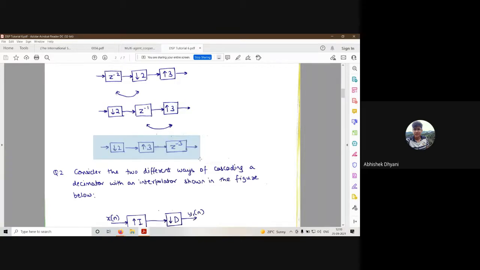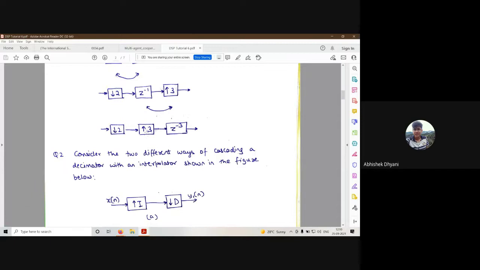So what we can say is that this one is equivalent to this one. So this is it. It was quite straightforward. We just had to utilize these noble identities, and using these noble identities, we can actually obtain a lot of interesting results.